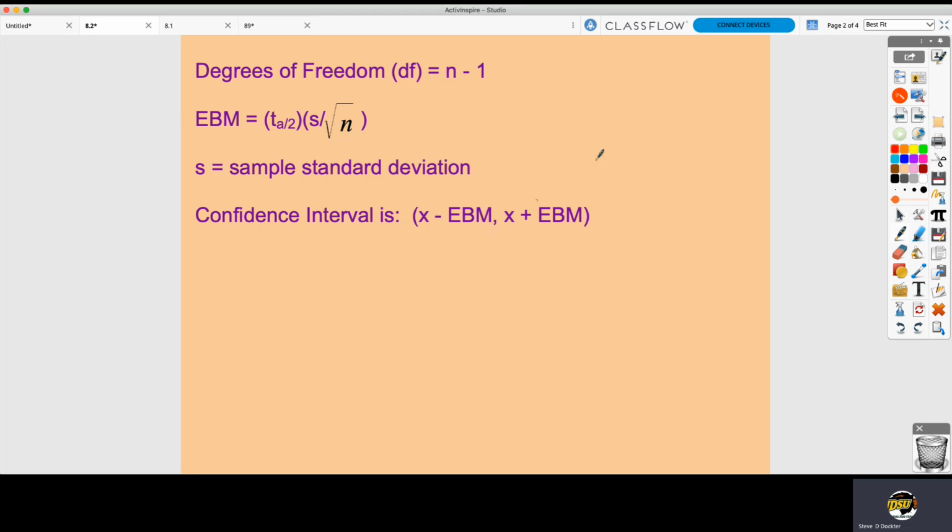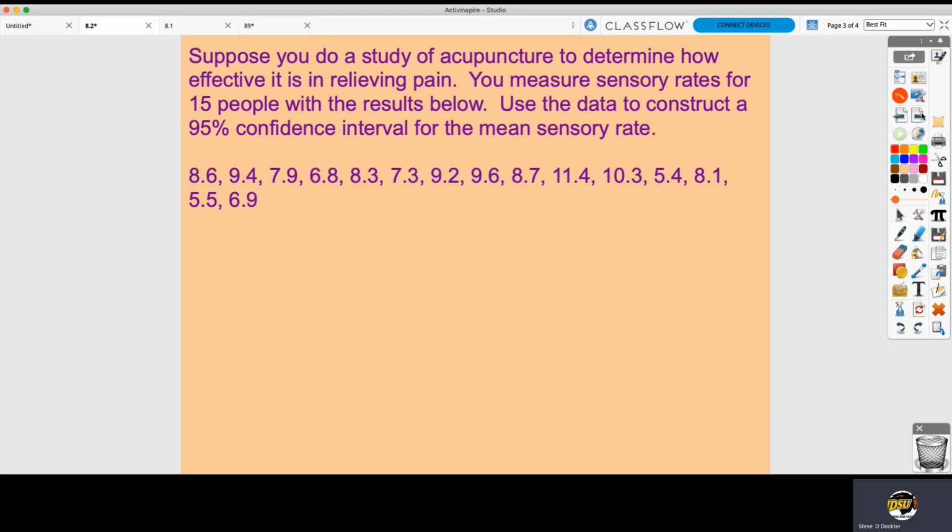All right, are we ready to go? So we have got a study with 15 different values here. Suppose you do a study of acupuncture to determine how effective it is in relieving pain. You measure sensory rates for 15 different people with the results listed below. Use the data to construct a 95% confidence interval for the mean sensory rate.